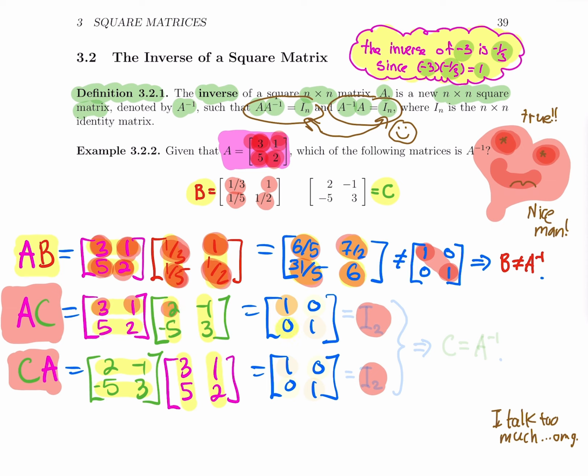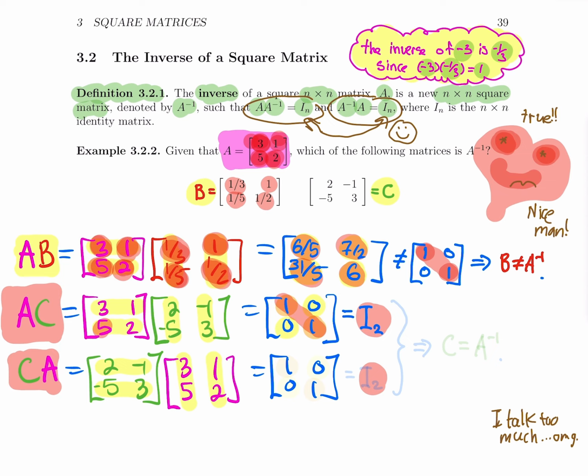Then on the second row, 5 times 2 plus 2 times minus 5, yes, I get a 0. Now I move to the second column, minus 1 times 3 plus 3 times 1, that's a 0. And then for the last entry, second row, second column, 5 times minus 1 plus 3 times 2, that's minus 5 plus 6, and that gives you 1. Yes, so we get the identity matrix. I still have to verify the other direction. So remember, AC and CA are not necessarily the same.